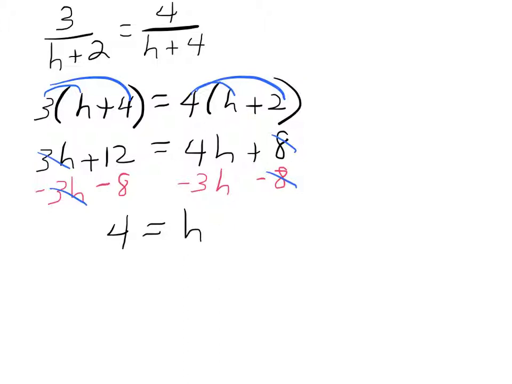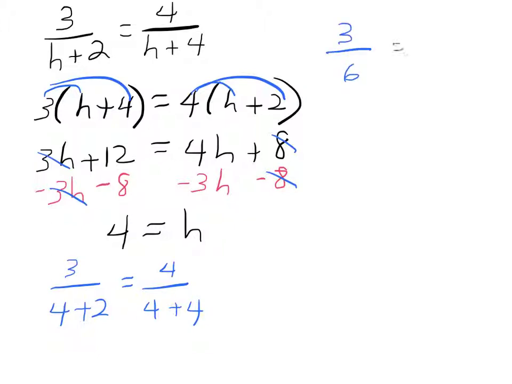Let's see if that actually works. Let's plug it back into the original equation. So I have 3 over 4 plus 2 is equal to 4 over 4 plus 4. Let's simplify those and see if that actually works. So 3 over 6 is equal to 4 over 8. 3 over 6 is 1/2. 4 over 8 is 1/2.